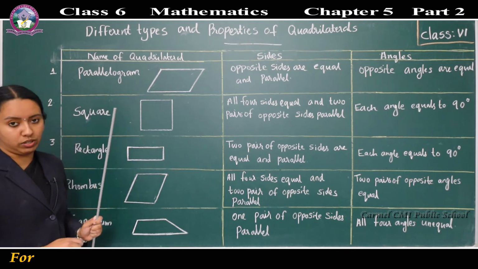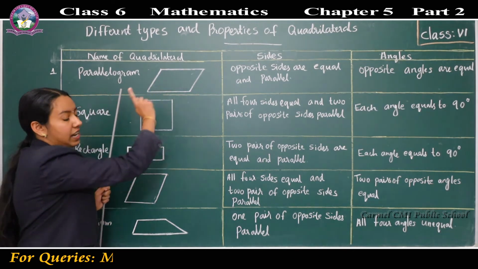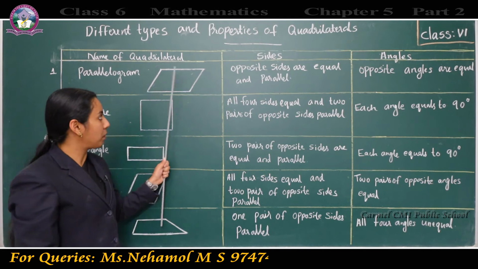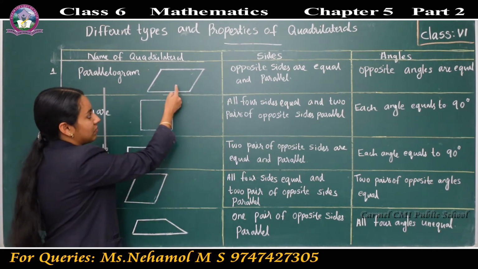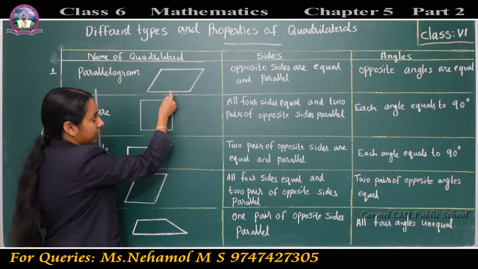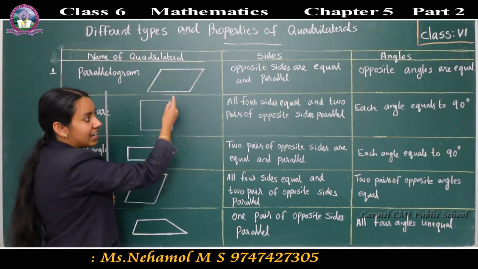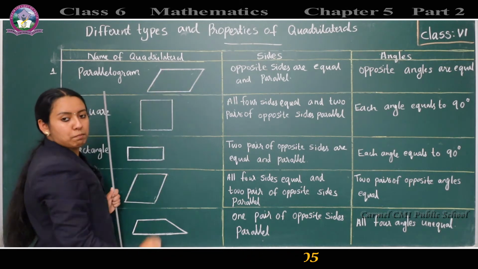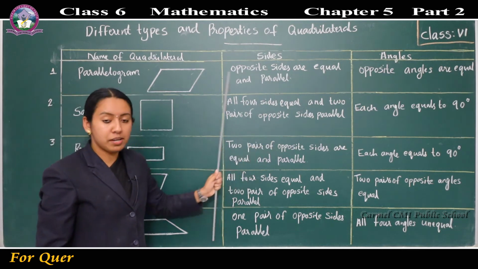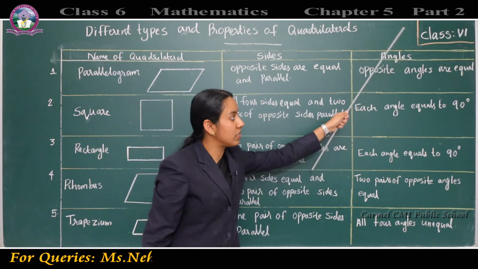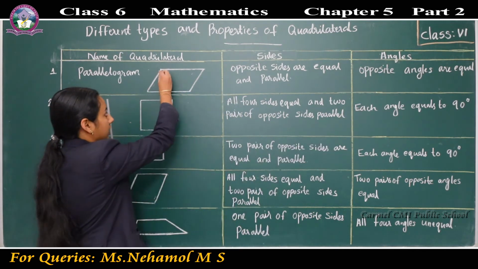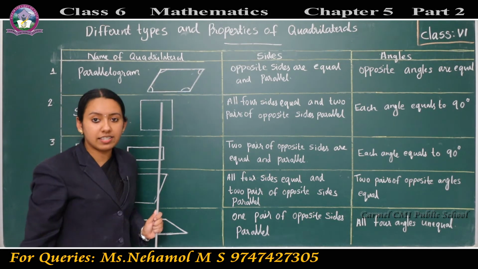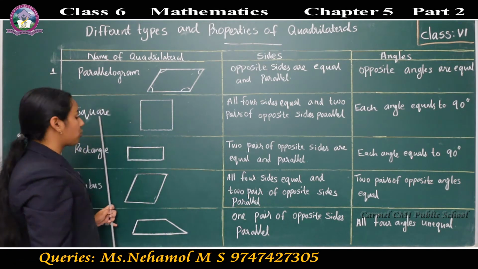First one, parallelogram. This is the parallelogram. Opposite sides are equal and parallel. That means this side and this side, this side and this side are equal and parallel. Then what about angles? Opposite angles are equal. That means this angle and this angle, this angle and this angle.